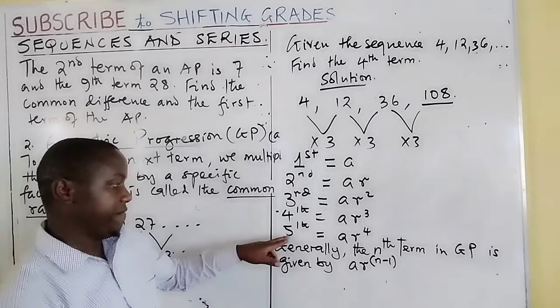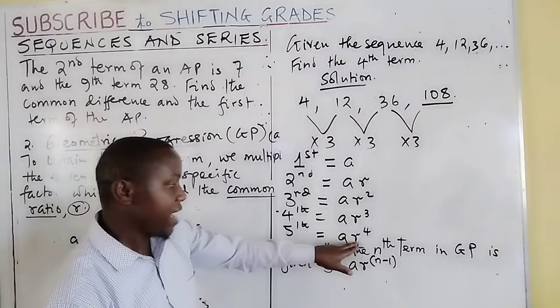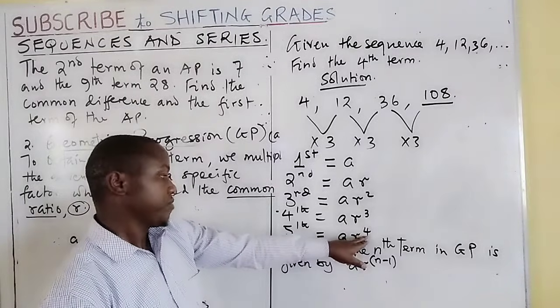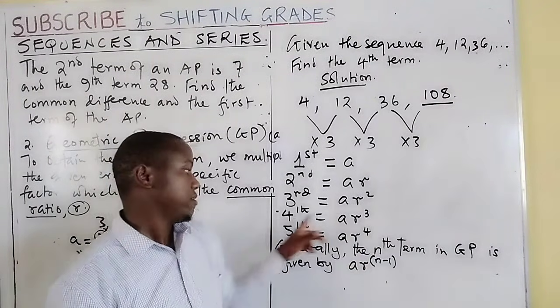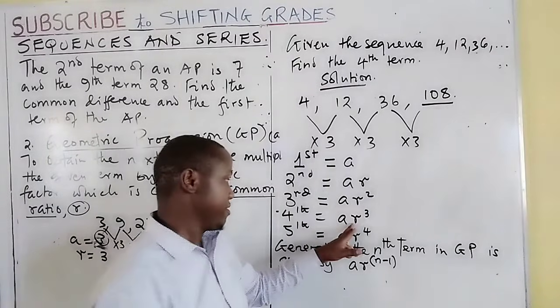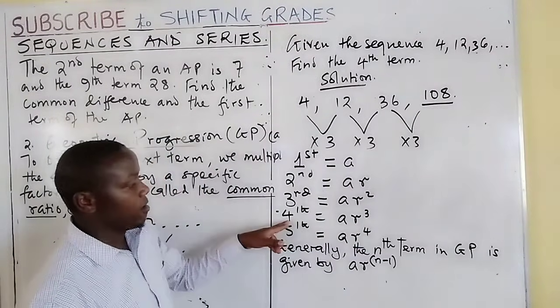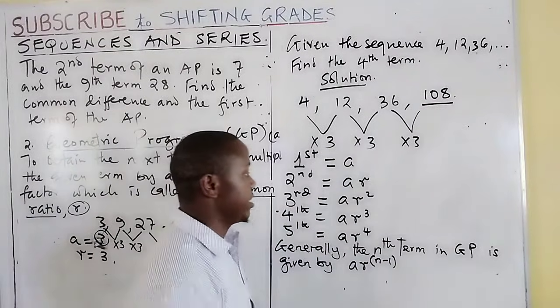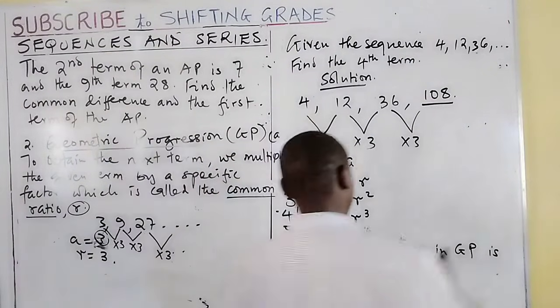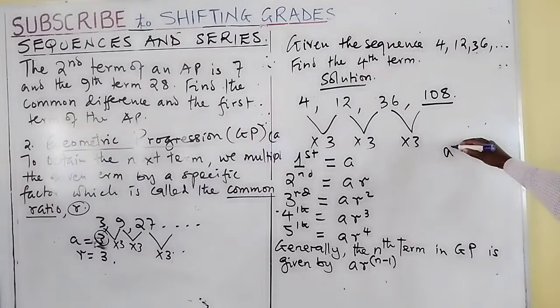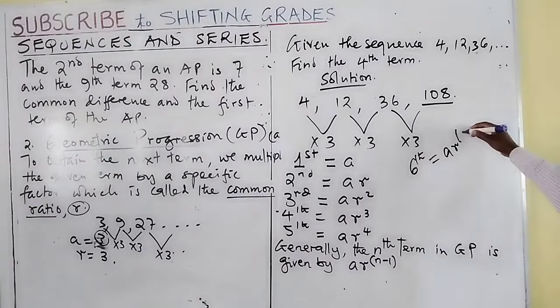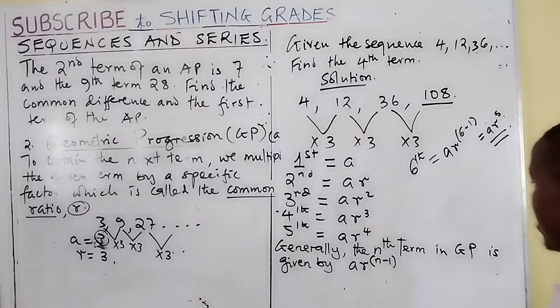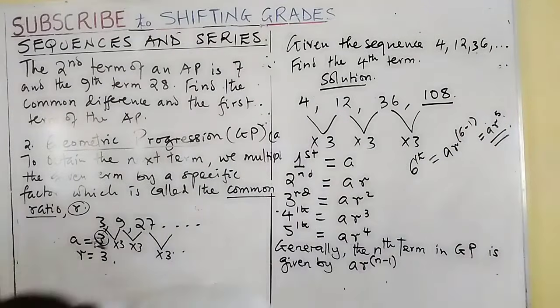Therefore, if it is the fifth term, we get the first term times R raised to power 5 minus 1, which is 4. Fourth term, A multiplied by R raised to 3, because it is 4 minus 1 becomes 3, and such. So to obtain maybe a sixth term, it will be A times R raised to, because it is the sixth term, we will have 6 minus 1, meaning A times R raised to 5. So that's how we obtain any other term in a geometric progression. Let me give an example.